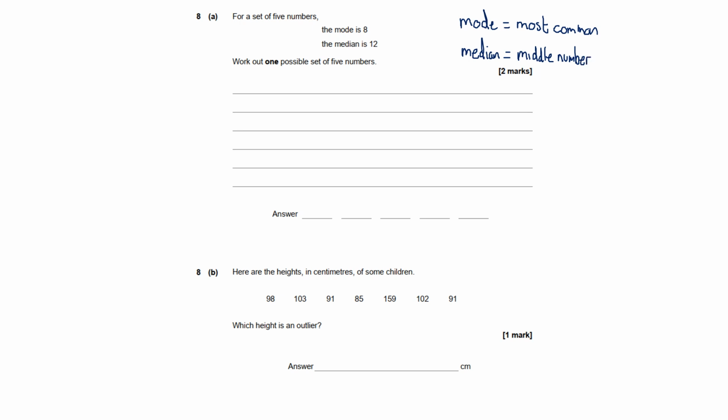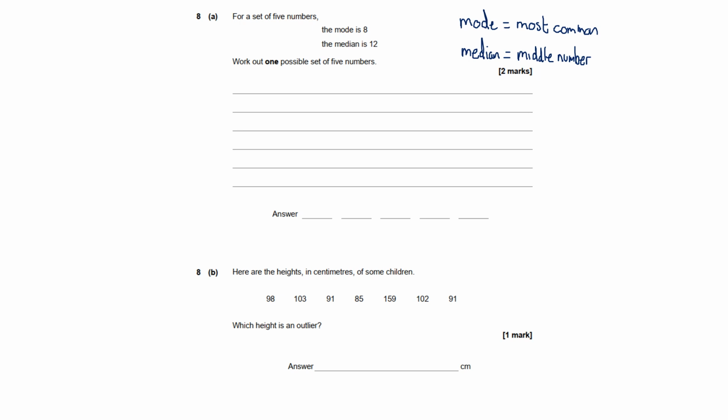Okay. Again, if you're not familiar with your averages, drop me a comment, or we'll do a video in future when I explain all the averages. Mode, median, mean, what they mean, when to use each one, so on and so forth, okay? So for a set of 5 numbers, the mode is 8, but the median is 12.